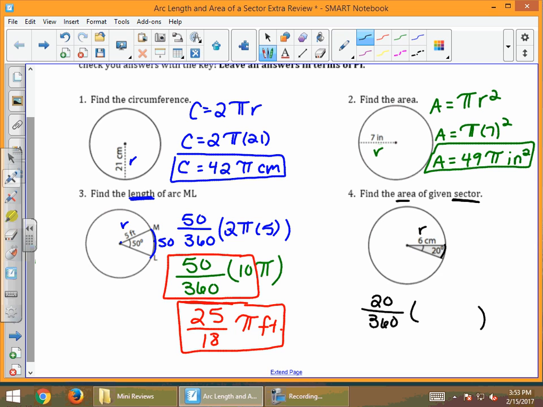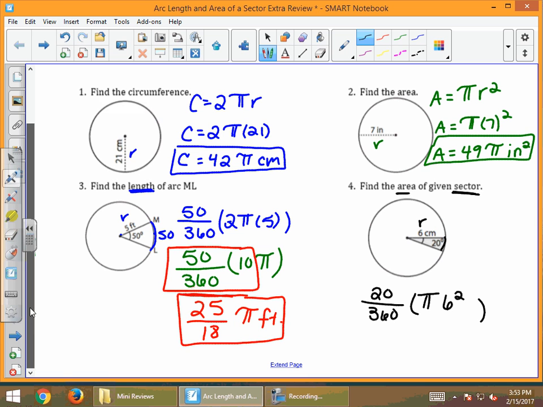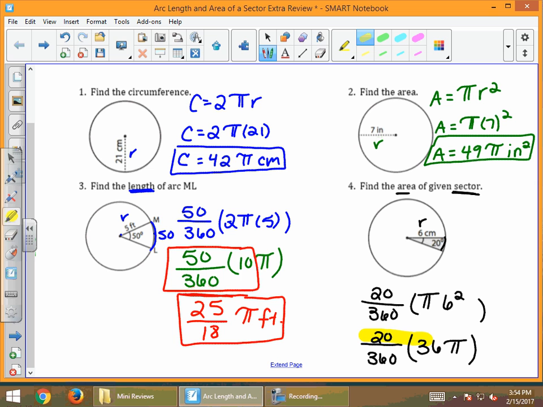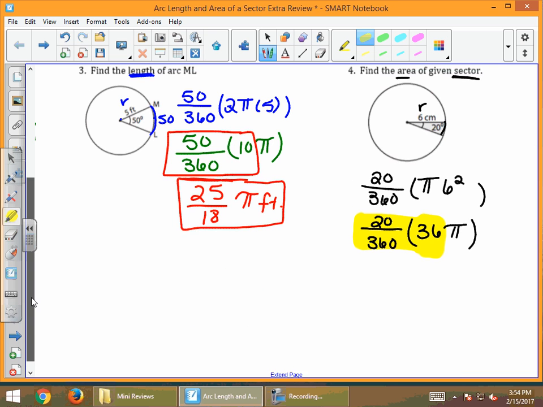Then the area of a circle is pi times the radius squared. So in this case, the radius is 6. So when you clean it up, you still have 20 over 360. 6 squared is 36. And again, you just have to plug this part into your calculator. Just do 20 over 360 times 36. If you need help with that, you can just pause the video, and then we're happy to help you and show you how to plug that in your calculator.